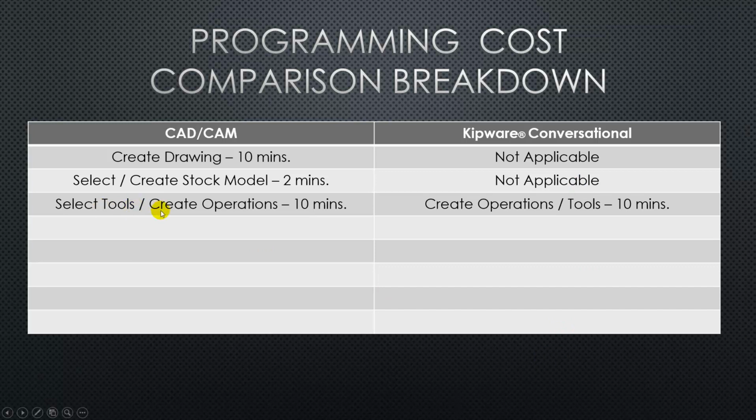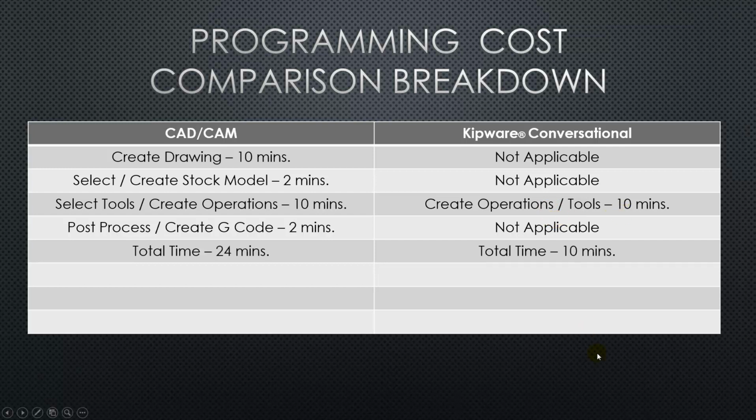Next, we're going to select tools and create operations to machine the part complete. About 10 minutes in a CADCAM system. This is the essence of Kipware Conversational, where we select tools, create operations, machine the part, and create the G-code. On average, about 10 minutes. Once the operations are selected in the CADCAM system, we need to post-process and create the G-code. About 2 minutes. Again, in Kipware Conversational, it's all done at the same time in the 10-minute range.